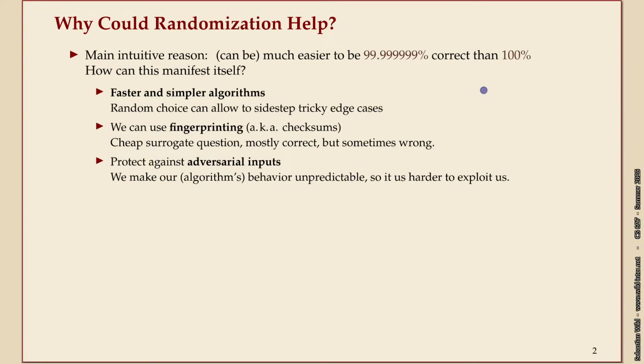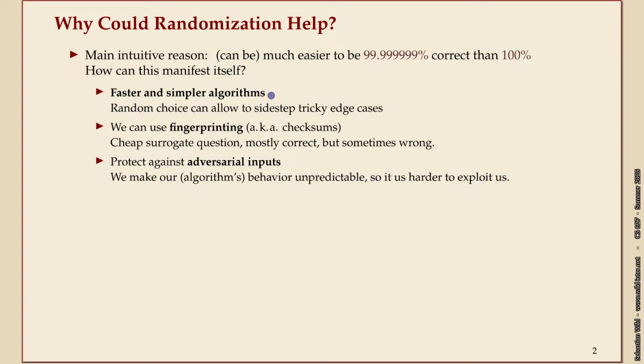Why could this possibly be useful? Allowing something to fail, I mean, apart from making things worse, there are some somewhat distinct reasons why this can make life easier for designing algorithms. And we'll see examples of each, but maybe it's useful to already distinguish them first. It often makes algorithms simpler.